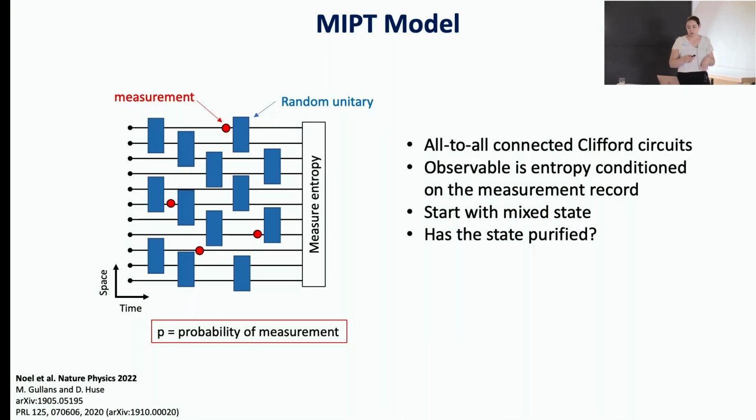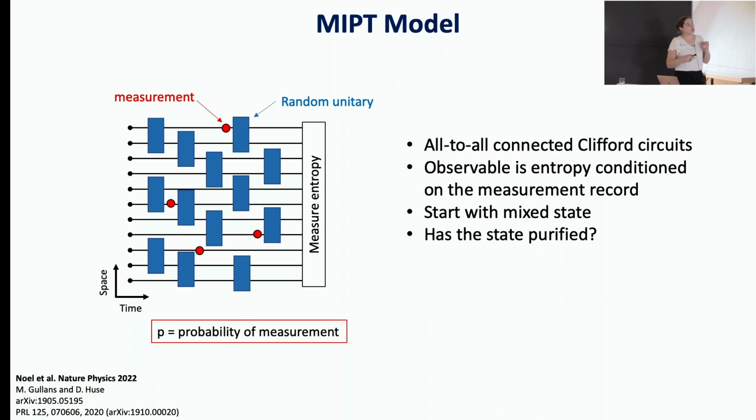Now let's jump into the particular model that we're going to study. In this case, we have an all-to-all connected Clifford circuit. Space is in this direction, these are the qubits, and time is happening here. We have our random unitaries with interspersed measurements, and at each time step, we measure a qubit with probability p. This rate of measurement is something we can tune.